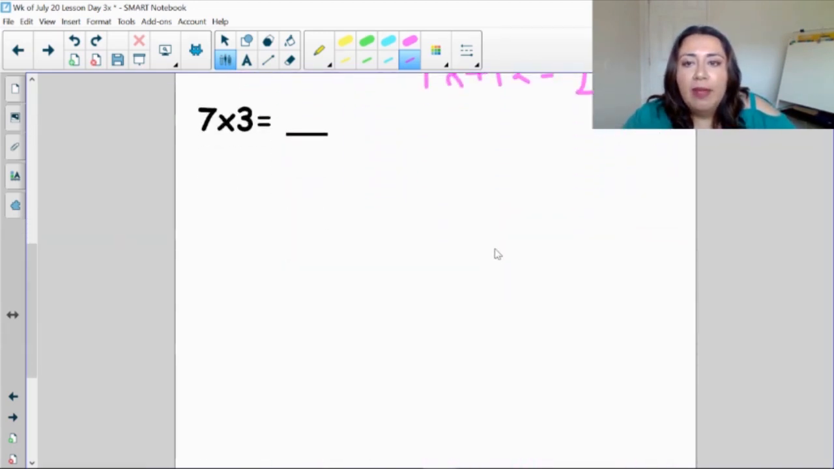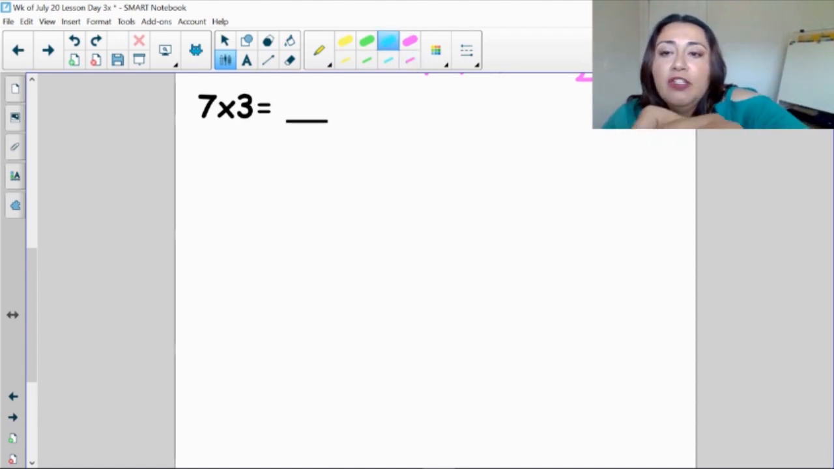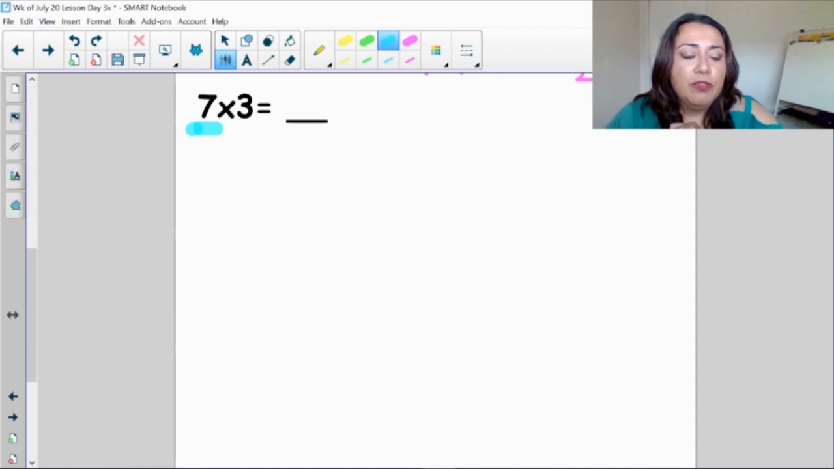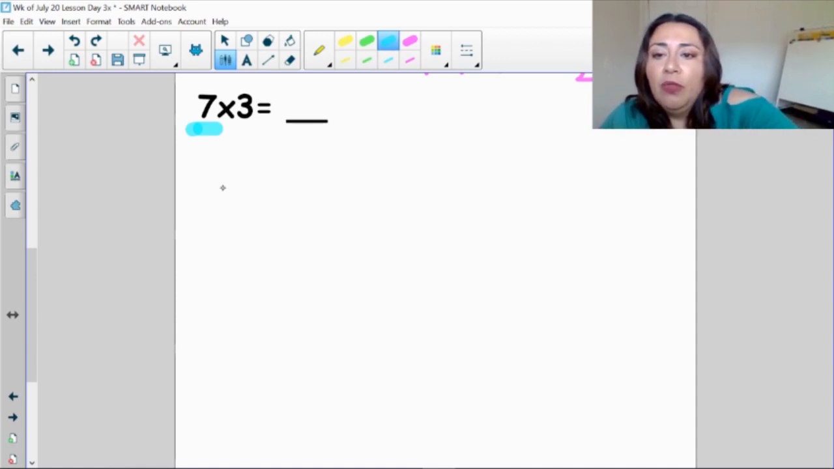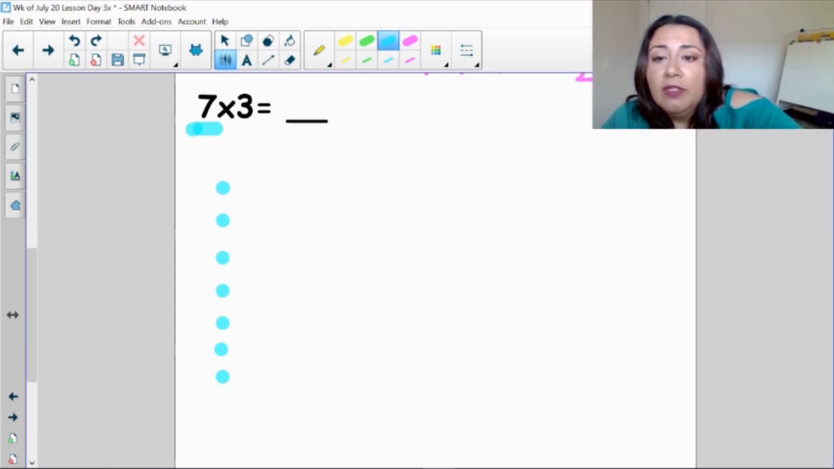Aquí tenemos el problema 7 por 3. Señora Vázquez, de nuevo, yo no sé multiplicar 7 por 3. Nadie me ha enseñado, no he practicado. ¿Cómo podemos hacerlo? Pues vamos a hacerlo de esta manera. Yo sé que necesito 7 grupos. Lo voy a contar. 1, 2, 3, 4, 5, 6, 7. Y sé que en cada grupo necesito 3. 1, 2, 3. 1, 2, 3.